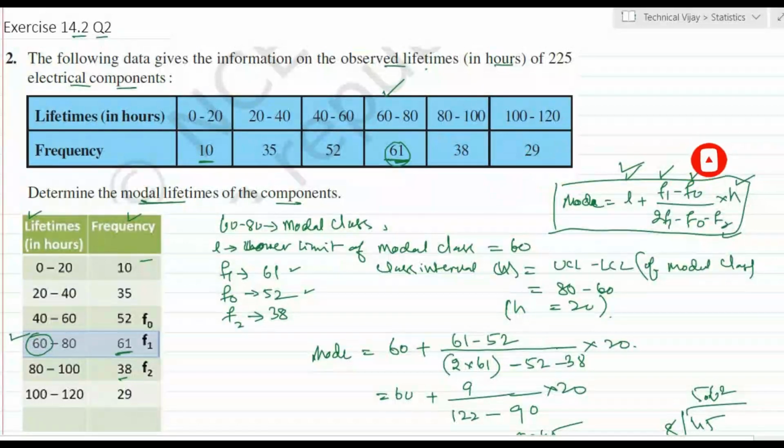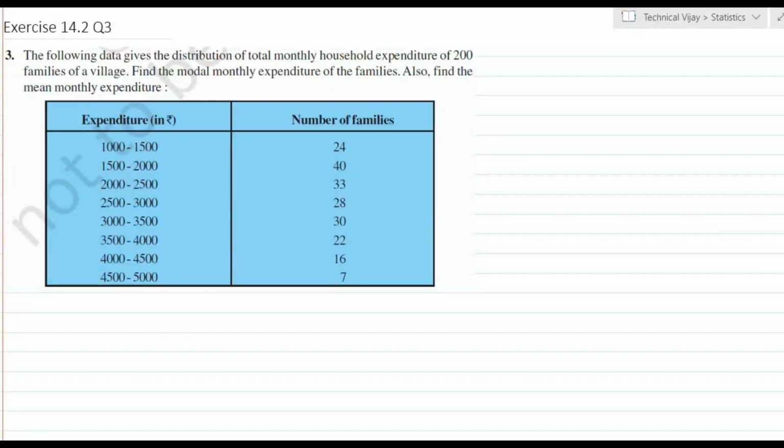Okay, we will go for the next one. Exercise 14.2, question number 3. The following data gives the distribution of total monthly household expenditure of 200 families of a village. There is a village, in that 200 families are there. In that the total monthly expenditure has been calculated and put in a tabular form. Find the modal monthly expenditure. He has asked to find the mode, and also find the mean monthly expenditure. Mean and mode of the data he has asked.